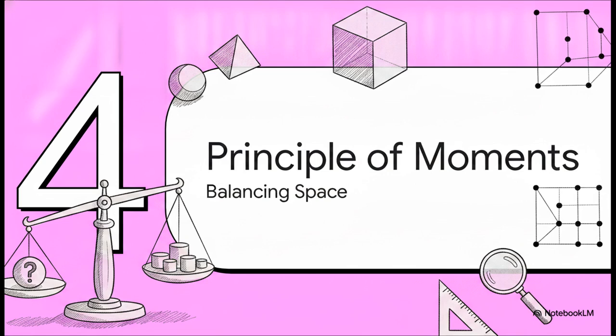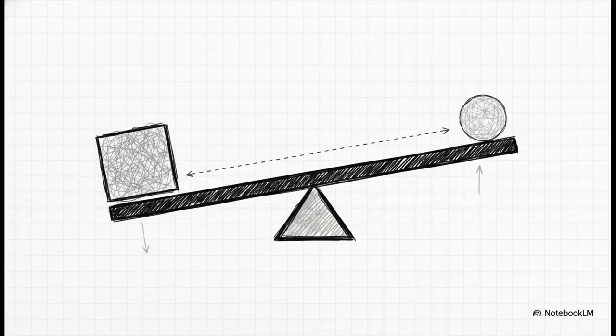Section 4. The principle of moments, balancing physical space. Let's step off the flat 2D paper and into 3D physical space. To measure unknown masses, we rely on the equilibrium rule. For a balanced body, the sum of clockwise moments equals the sum of anti-clockwise moments. In plain terms, if you have a seesaw, a known mass times its distance from the center on one side will perfectly equal the unknown mass times its distance on the other side. So m1 times L1 equals m2 times L2.